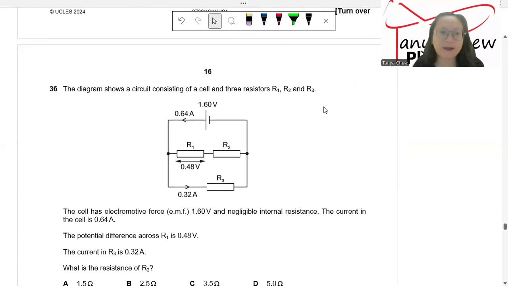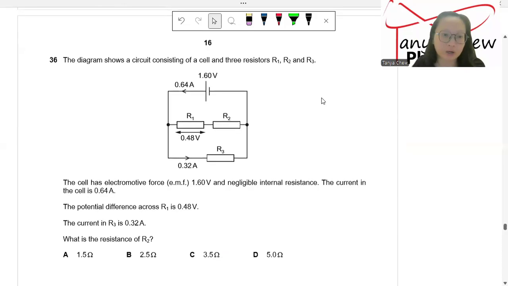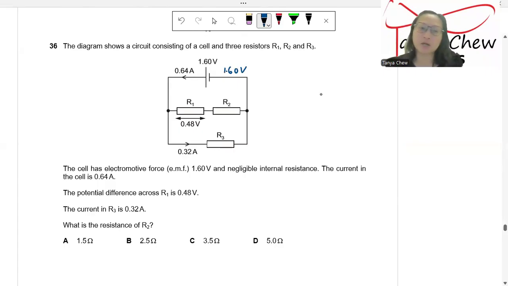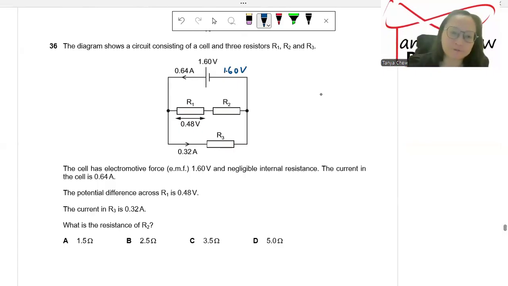36. The diagram shows a circuit consisting of a cell and three resistors, R1, R2, and R3. The cell has EMF, electromotive force, 1.6 volt. I better write it down. And negligible internal resistance. The current in the cell is 0.64 ampere. The potential difference across R1 is 0.48. The current in R3 is 0.32 ampere. Now, what is the resistance of R2?